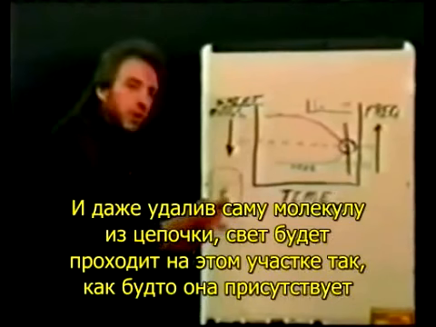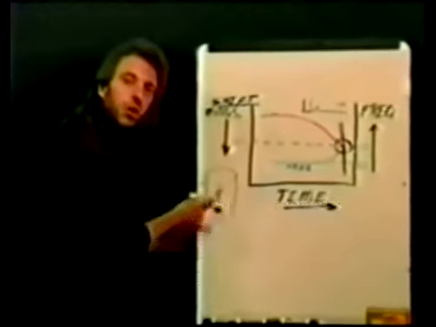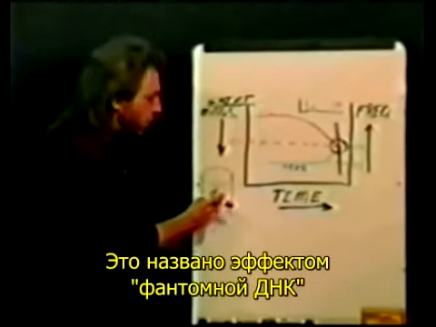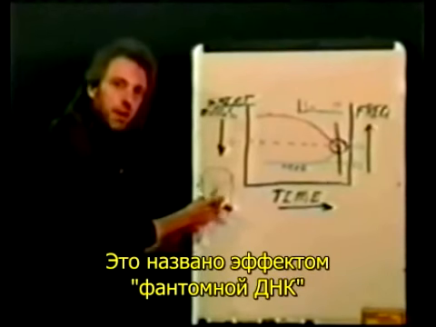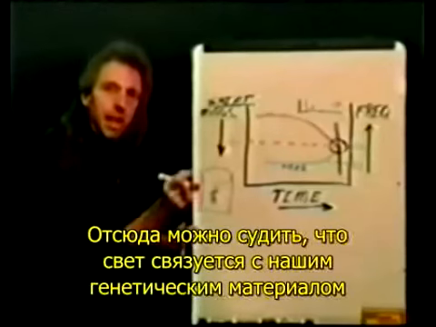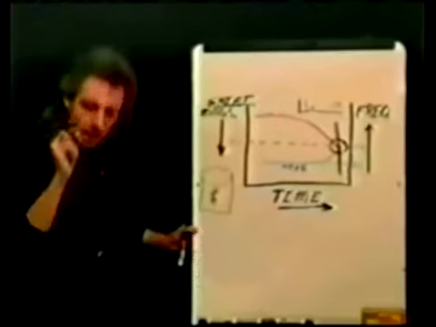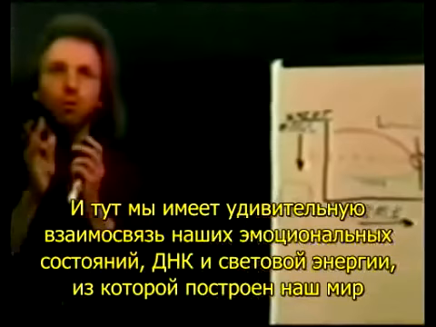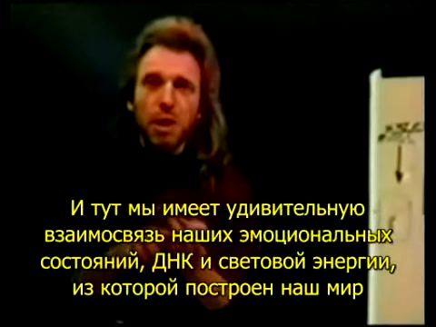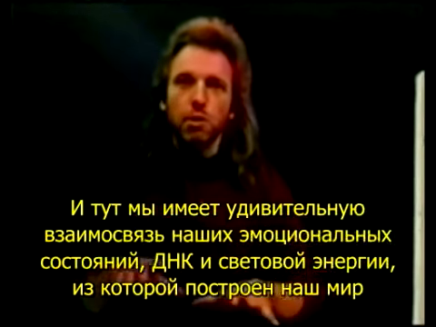Now, the really interesting thing was when they took the DNA out of the vacuum, the light was still entrained in that pattern, even though the DNA wasn't there. The researchers now call this the phantom DNA effect. And what we can say very accurately is that light responds to our genetic material. With that piece of information, for the first time, we have a link between emotion, DNA, and light, which is what our world is made out of.